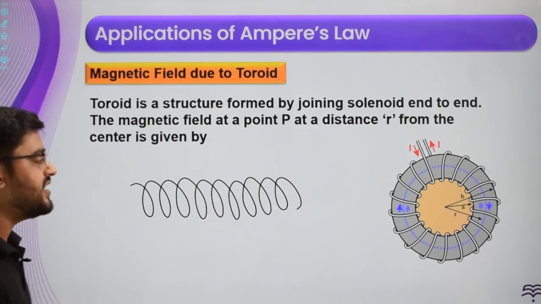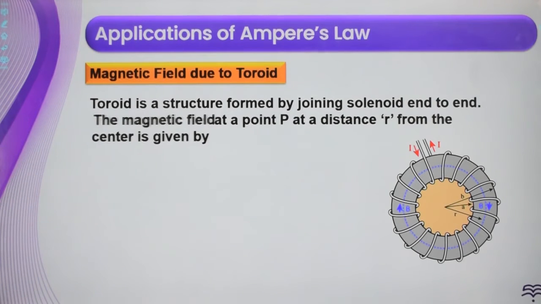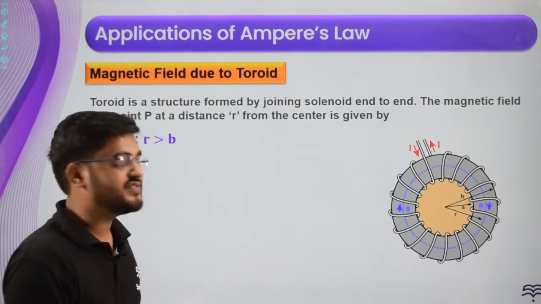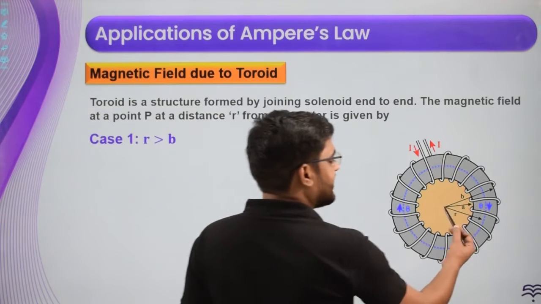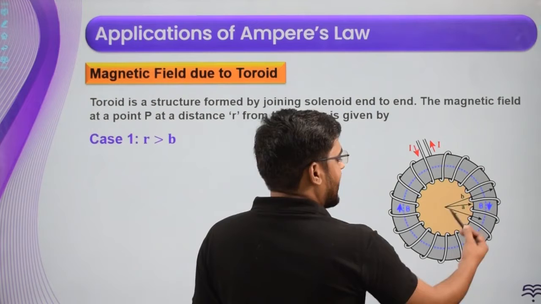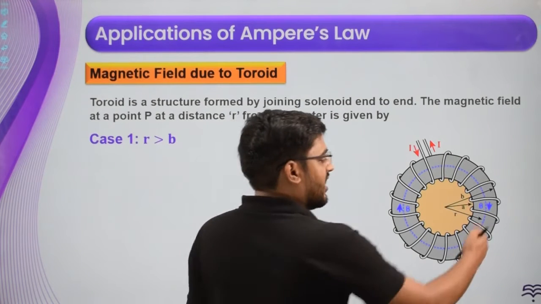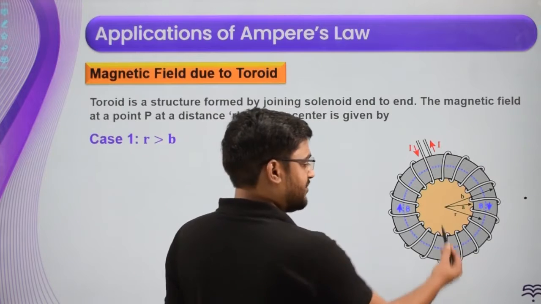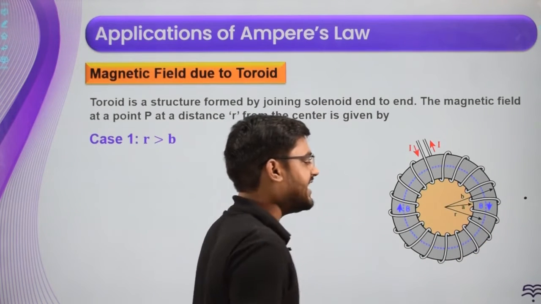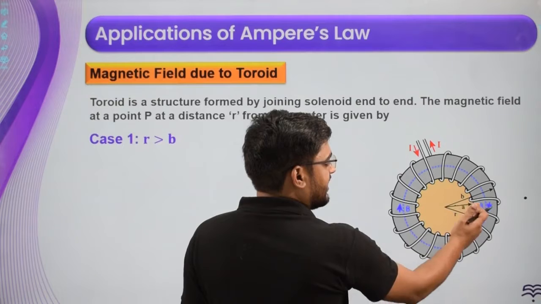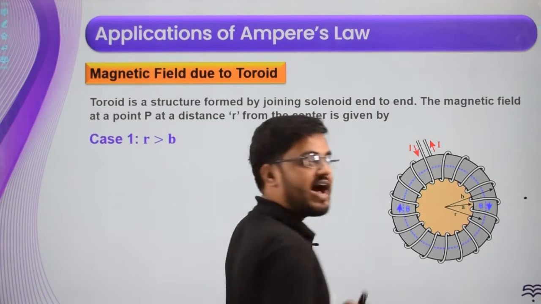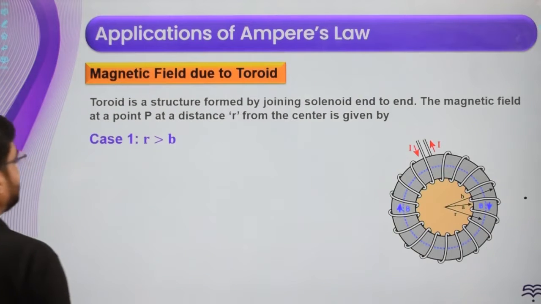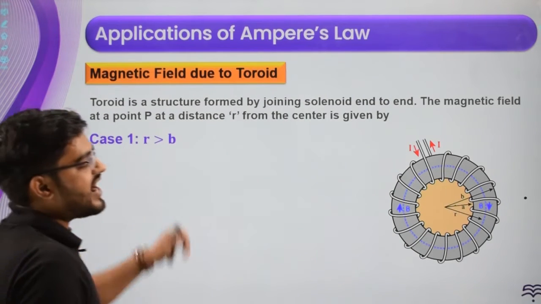The magnetic field at a point P at a distance r from the center is given by, first case. Again there are 3 situations, 3 positions which we can discuss. So a toroid has an inner radius and an outer radius, and the 3 positions are a point away from B, from the center, or somewhere between A and B, or somewhere less than A. So r is less than A, r is between A and B, and r is greater than B. These are the 3 cases which we are going to discuss. First case is, what if r is greater than B?